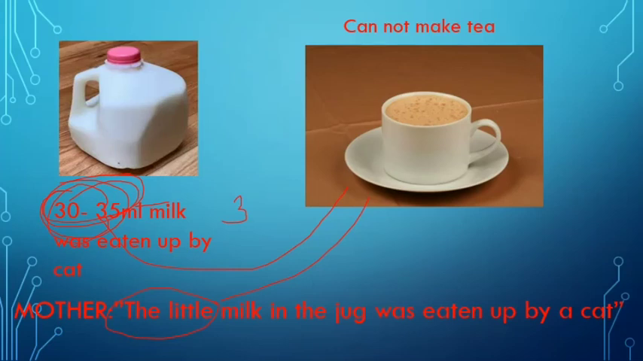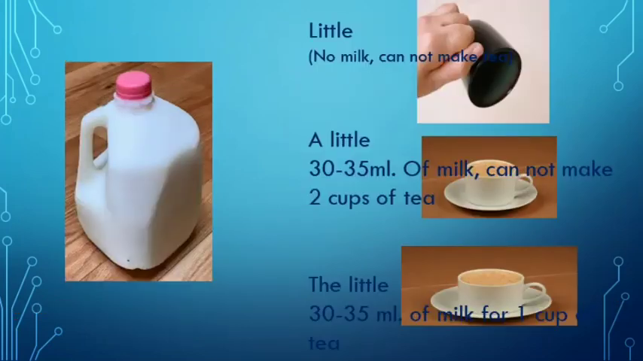So when the milk is not there to make 1 cup of tea, that is little. When the milk is there but cannot make 3 cups of tea, that is a little. When milk is there for making 1 cup of tea, exactly, and after making 1 cup of tea there is no milk left, that is the little. We look in brief, children. Little, no, means no milk. A little means some, but less amount. The little means not much, but all that is there.